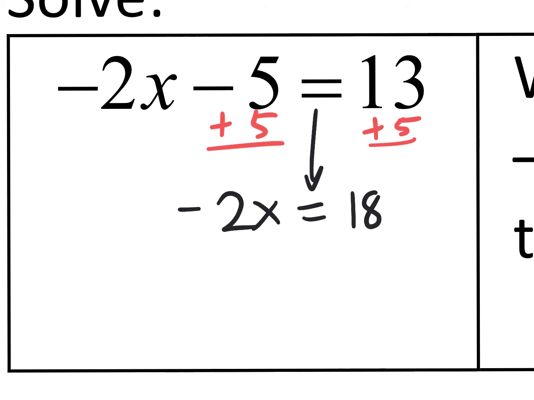Now, what does that really say? It says -2 times x. So I want to get rid of that multiplication of -2. How do I do that? Divide by that -2, and I will get x equals -9.